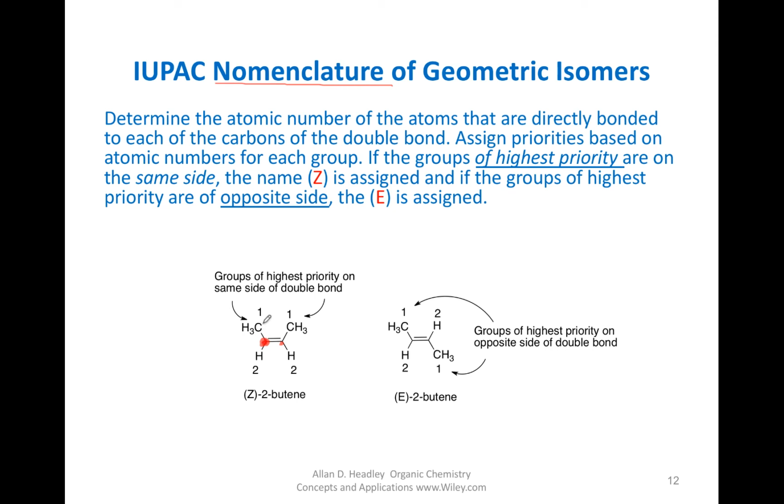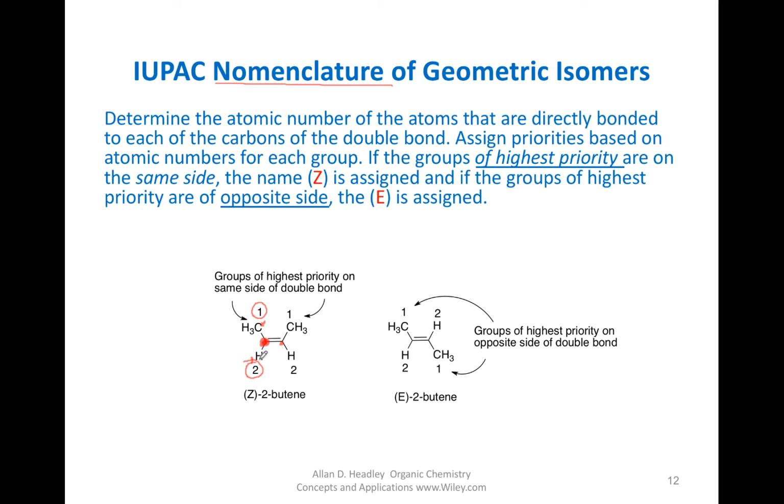So here's one atom, it's a carbon. So get your periodic table. The atomic number there is 6. And it's also bonded to a hydrogen. The atomic number there is 1. Next, you have to assign priorities based on the atomic number. Carbon, which has a larger atomic number than hydrogen, gets priority number 1. And this gets priority number 2.